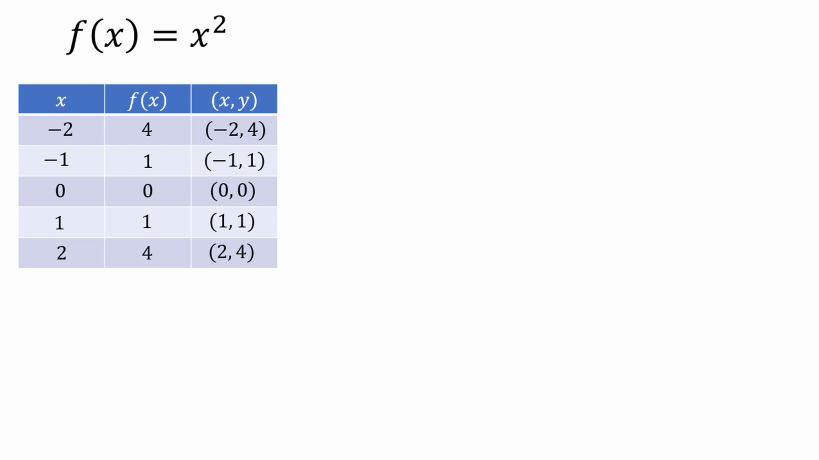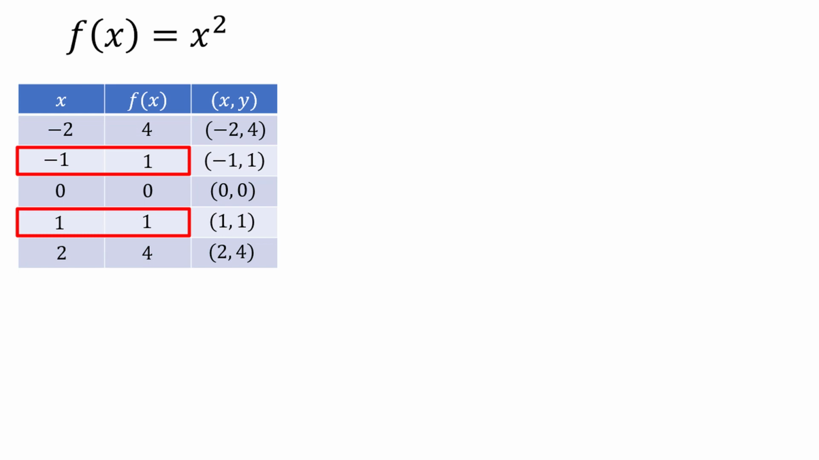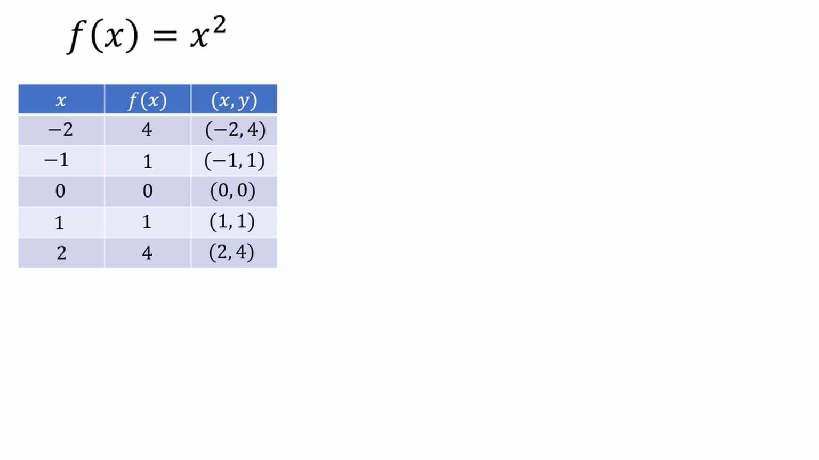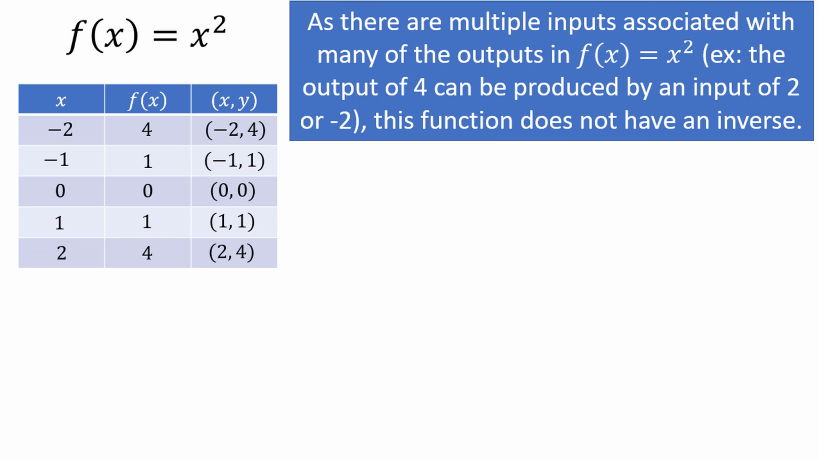The inverse of a function should take the outputs and return the inputs. But we have a problem here. There are multiple outputs associated with many of the inputs. For example, the output of 4 can be generated both with an input of 2 and with an input of -2. The output of 1 can be generated both with an input of positive and negative 1. The inverse function needs to be a function, meaning each input can only have one associated output. As there are multiple inputs associated with many of the outputs in f(x) = x², this function does not have an inverse.